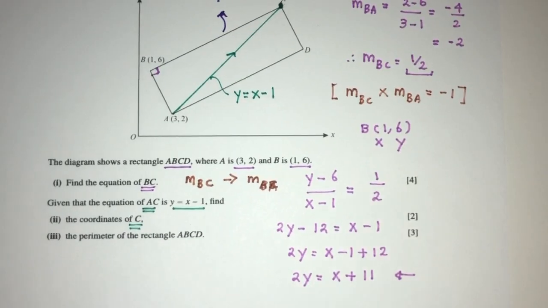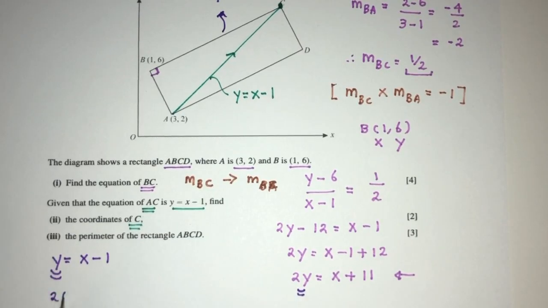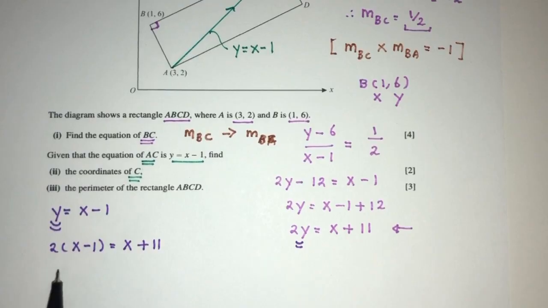So let's do this. Here we have y equals x minus 1. Replace y in this equation. You will have 2 times y, which is x minus 1, equals x plus 11. Simplify, that will be 2x minus 2 equals x plus 11. Sending this over, 2x minus x becomes x. Sending this over will be 13. So x will be 13.